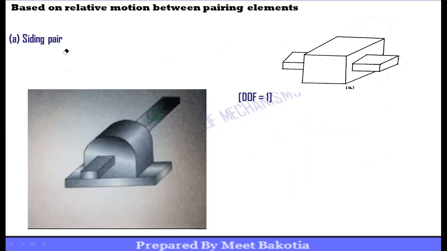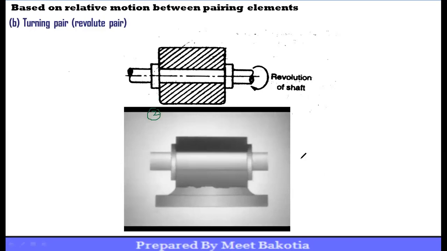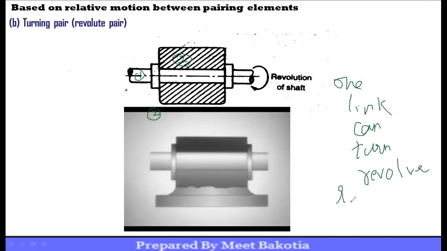Let's move to another classification, which is the turning pair or revolute pair. So when the two links are connected in such a way, let me call this link number one, shaft, and this link number two, bearing. When the two links are connected in such a way that one link can turn or revolve relative to another link, then I can call such a pair the turning pair or revolute pair.